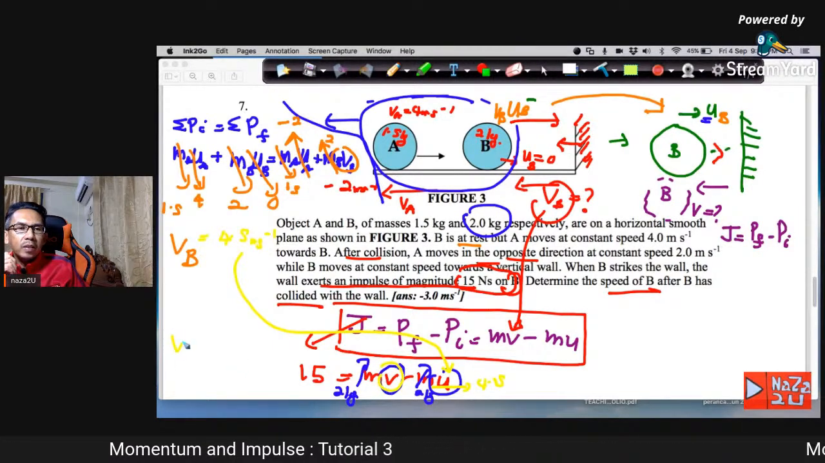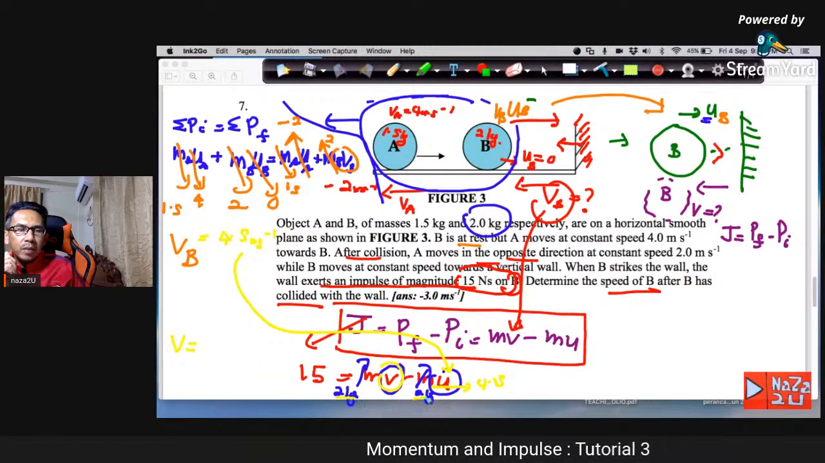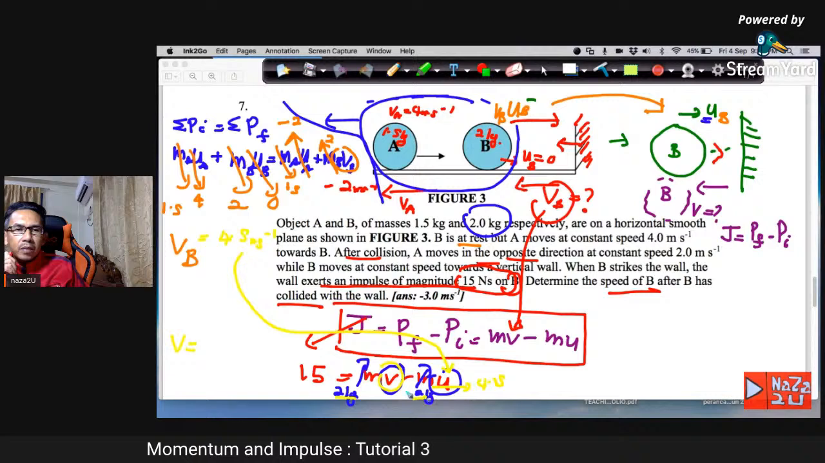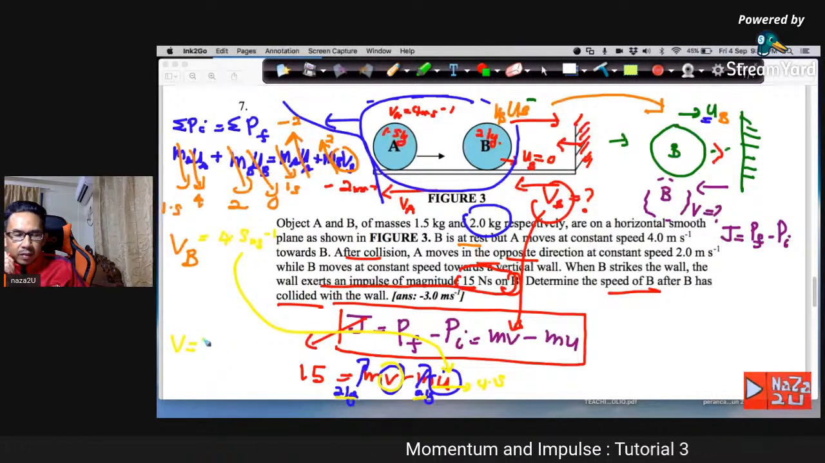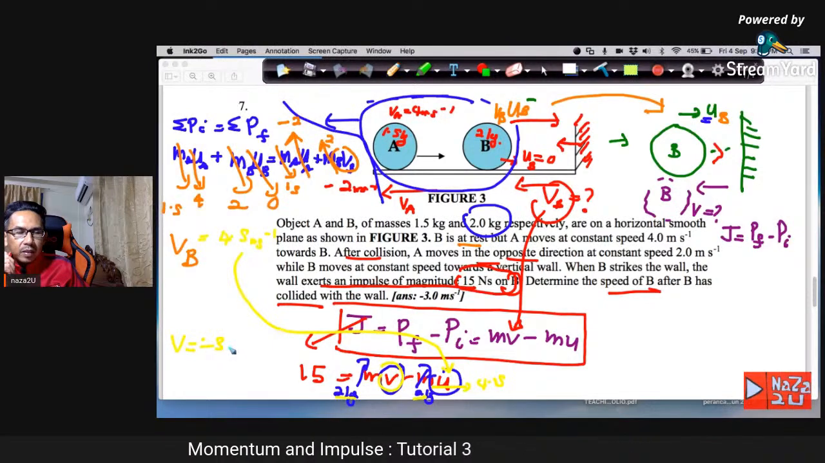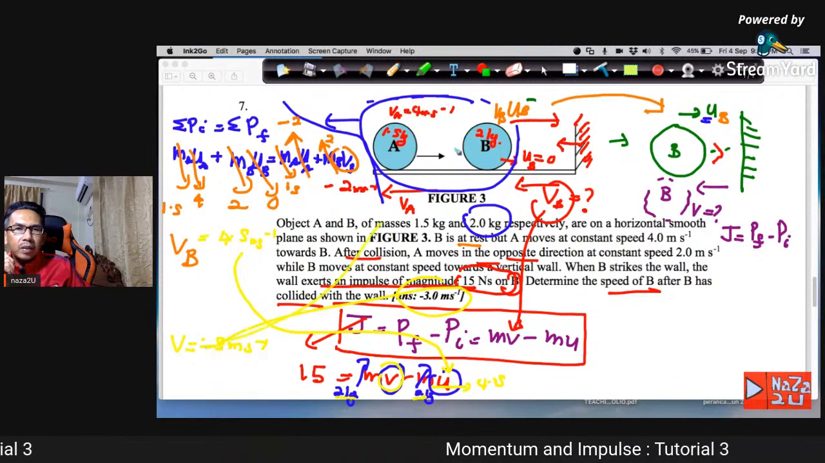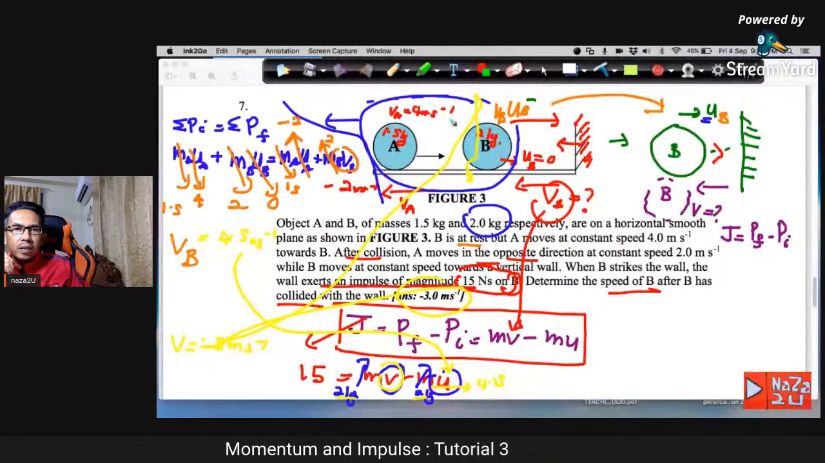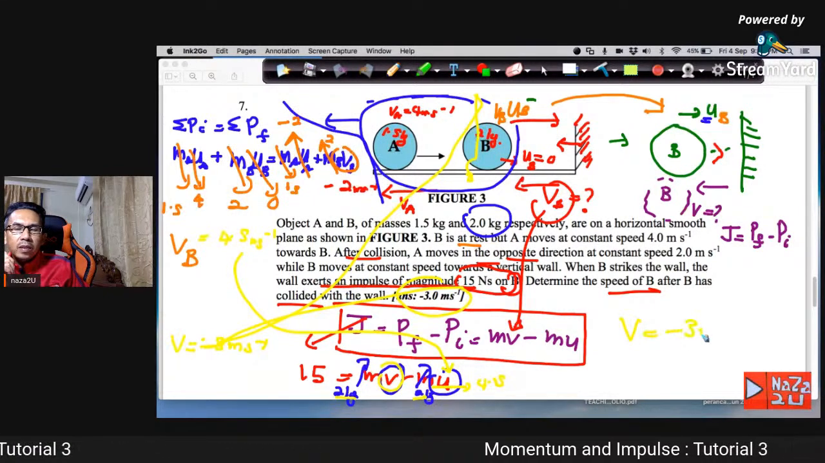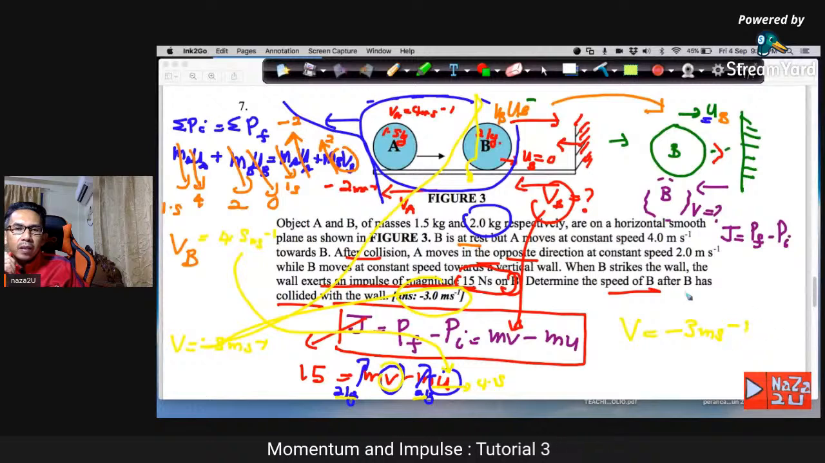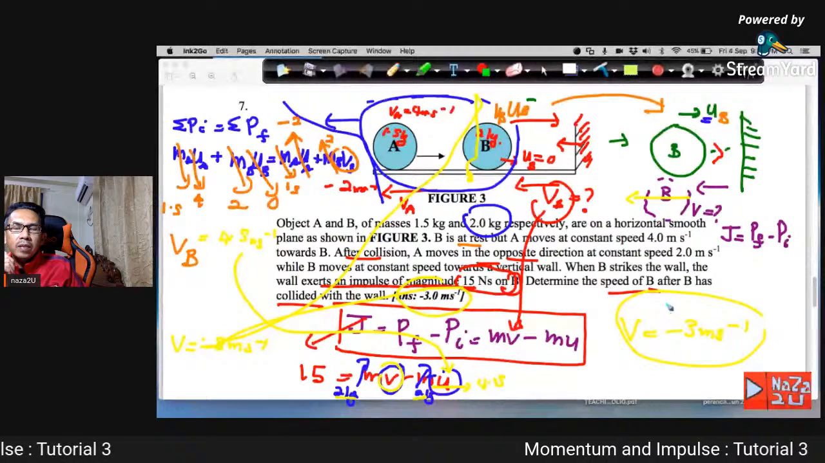So you can use the calculator. Mass 2 kilogram divided by 2, divided by 4.5. So the final answer we have is -3, right? -3 meter per second. So V is equal to -3 meter per second. Negative because of the direction of ball B to the left. This is the negative sign here.